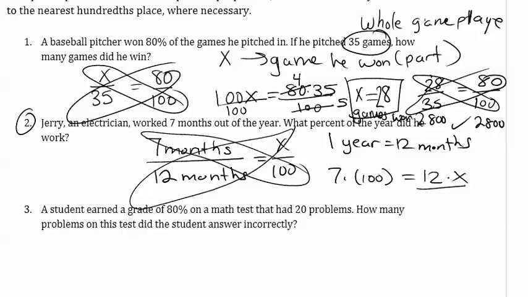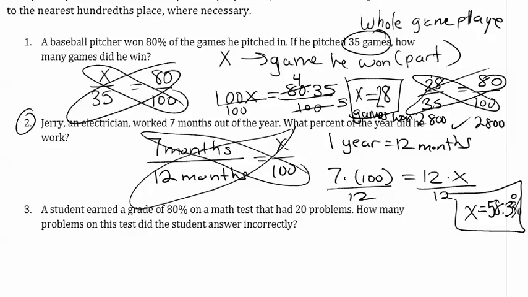And so go ahead and solve for that. You're dividing both sides by 12. So go ahead and calculate that. And so x is equal to what? Okay, you should have gotten 58.3%. And you can round that, or 58.33%. It said round to the nearest hundredth, so 58.33%. And since it's a percentage, you can put the percent symbol. So he worked 58.3% out of the whole year.